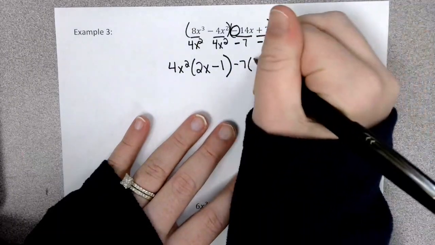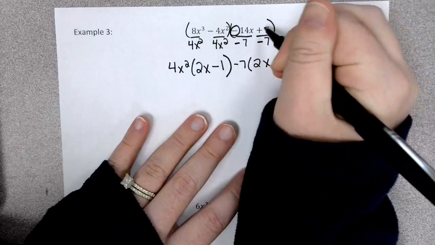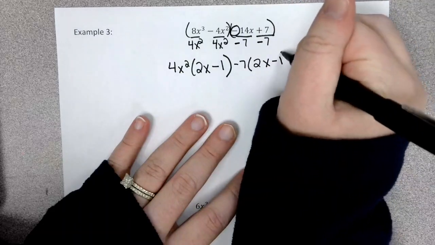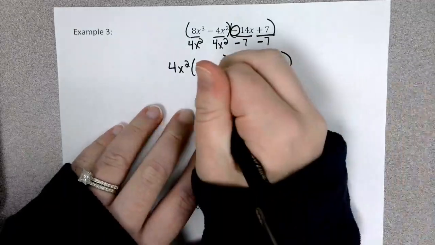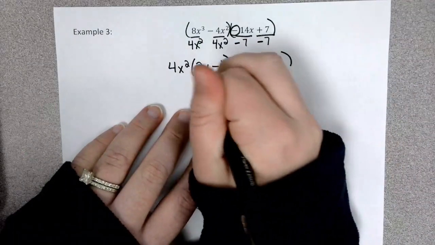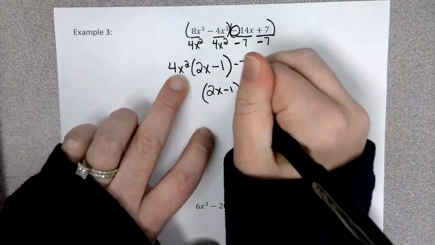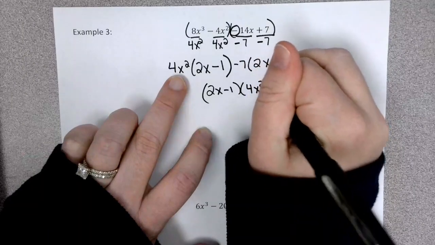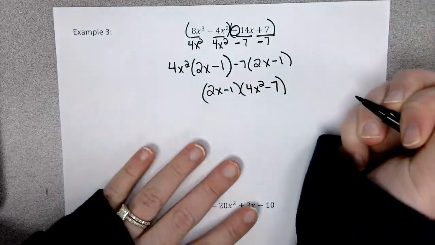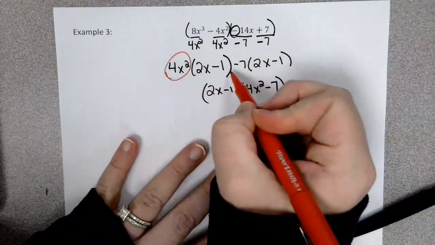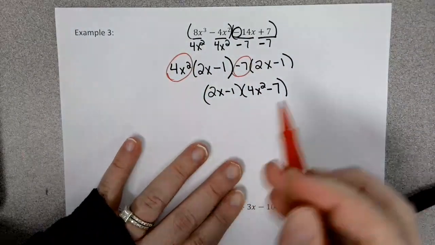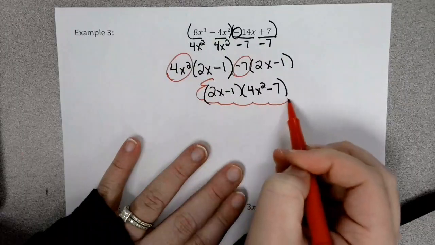Negative 14 divided by negative 7 is 2x. 7 divided by negative 7 is negative 1. Insides are the same: 2x minus 1. 4x squared minus 7, because the 4x squared and the minus 7 get written together. This is my final answer.